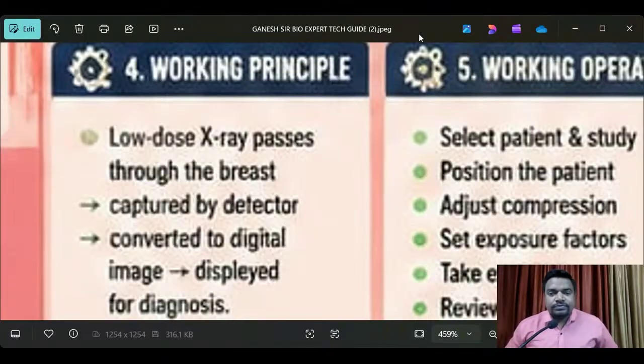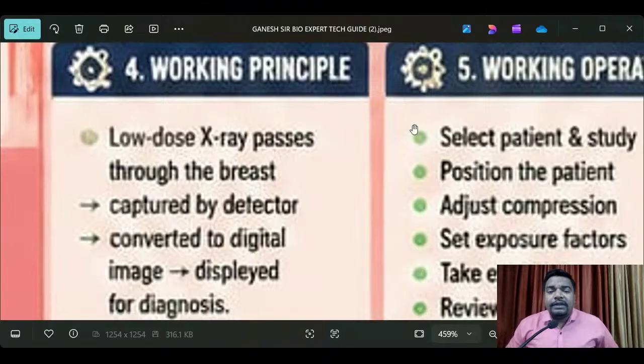Now, the working principle: a low dose X-ray passes through the breast, is captured by the detector, and is converted to a digital image that is displayed for diagnosis. This is a radiology equipment, the mammography, used to diagnose problems in the breast area. That is gynecology. So this is the working principle of mammography.